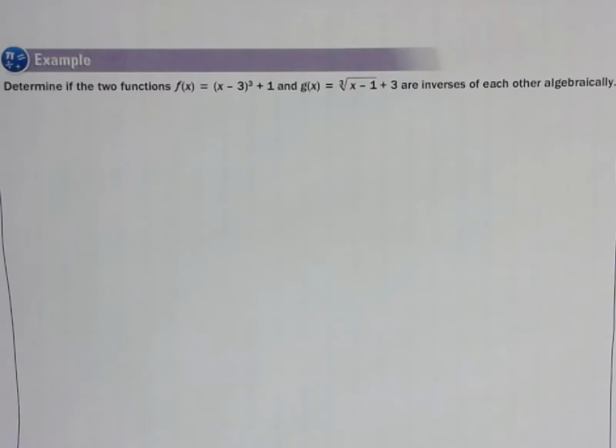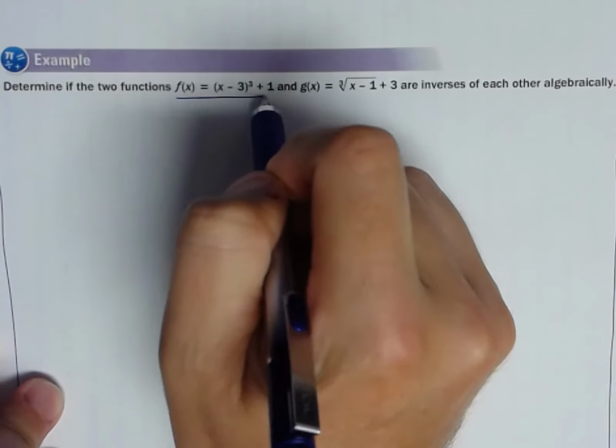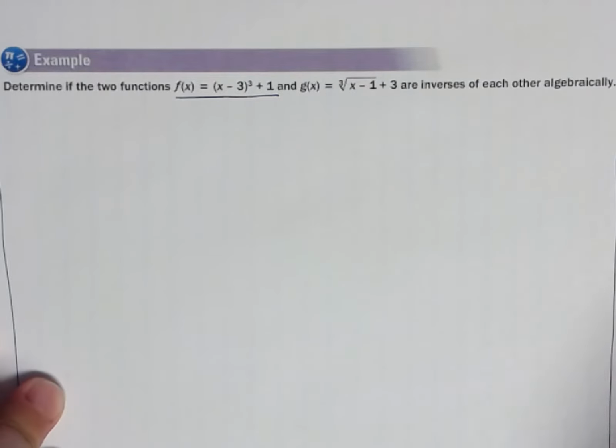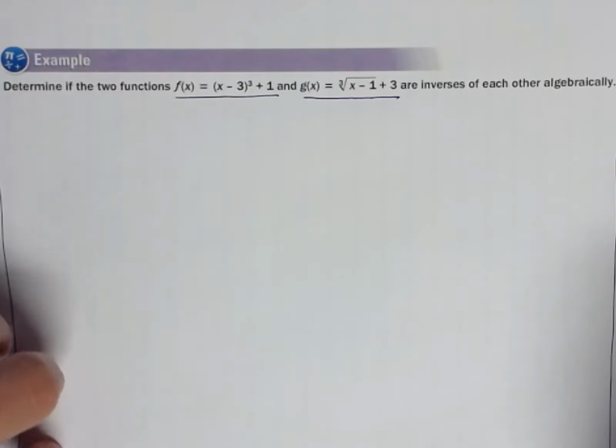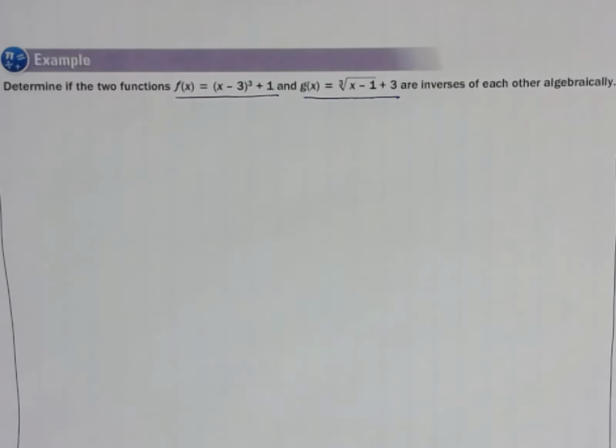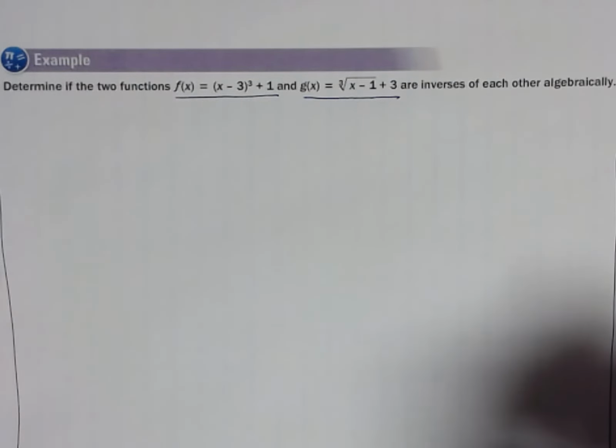Okay, we're working with inverse functions today, and we want to determine if these two functions are inverses of each other algebraically. So we're given two functions, f of x, it's a cubic function. We've got g of x, and it's a cube root function. Well, how do we tell if two functions are inverses?